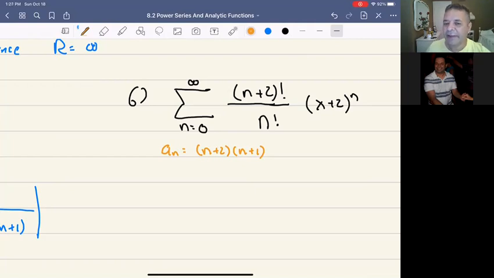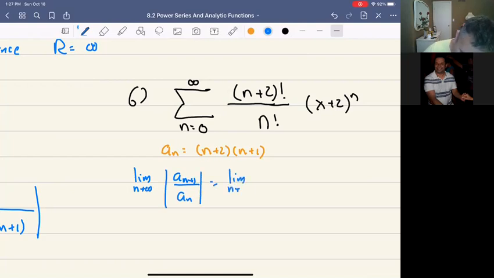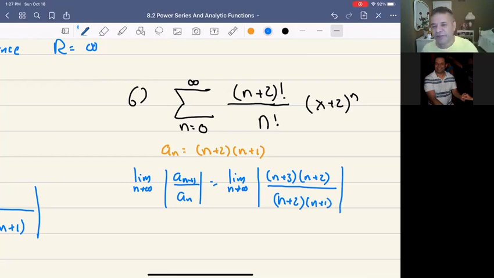Okay, so now let's take the limit as n goes to infinity of a sub n plus 1 over a sub n, which is equal to the limit as n goes to infinity. This is going to be in the numerator, n plus 3 times n plus 2 over n plus 2 times n plus 1. And you don't really need too much to see that that's going to be equal to 1 again. Okay? So it has a radius of convergence of 1.